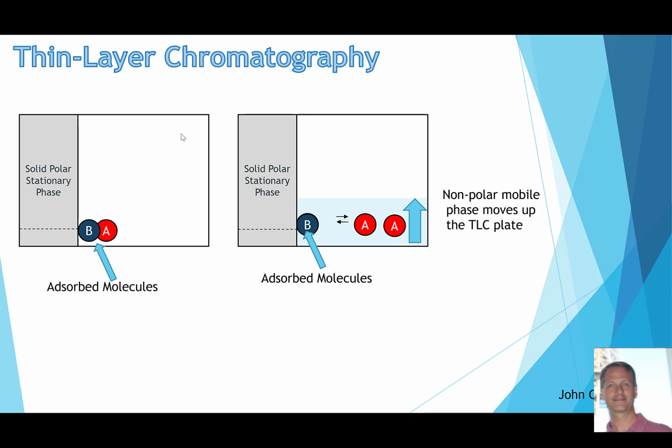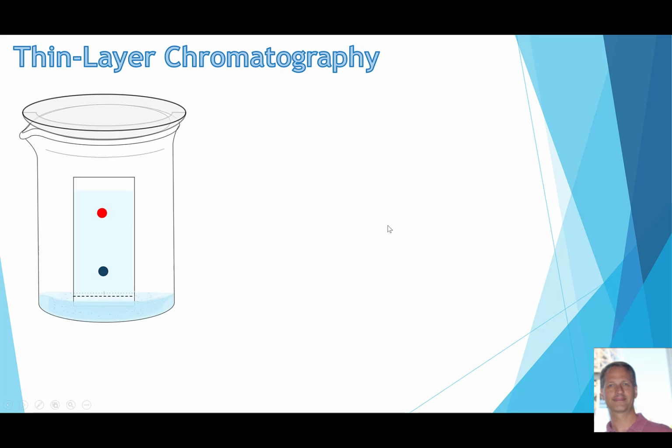So A is the nonpolar solute that we're talking about. It's going to move over. B hangs out and sticks behind. It still moves a little bit as we progress up our TLC plate with the solvent, but it doesn't move quite as fast as A does, as we saw in that last example.